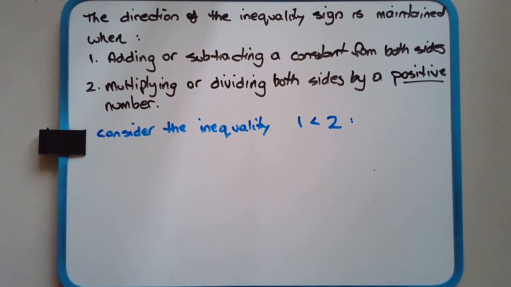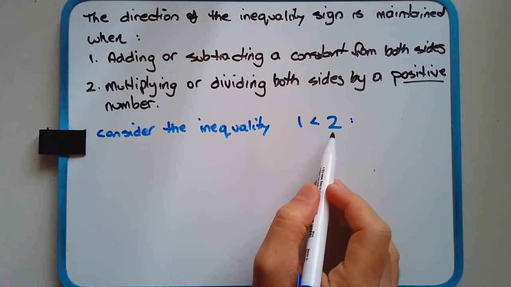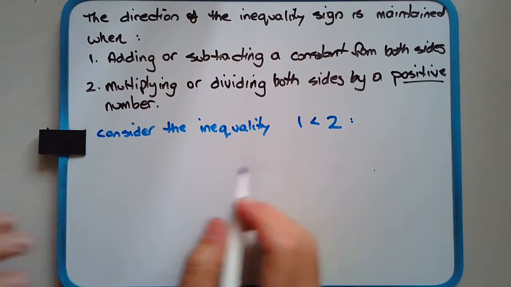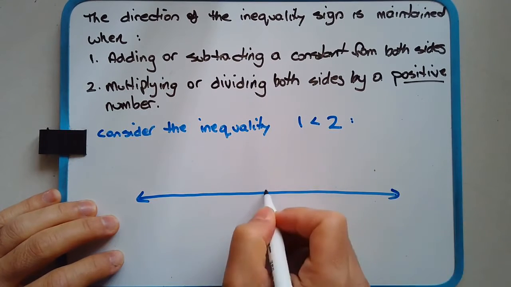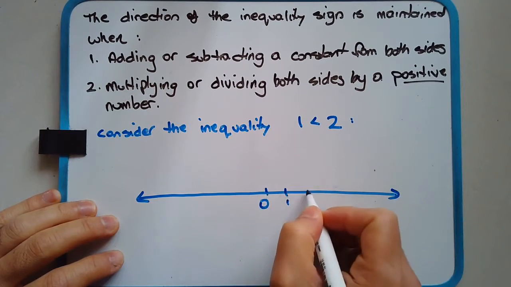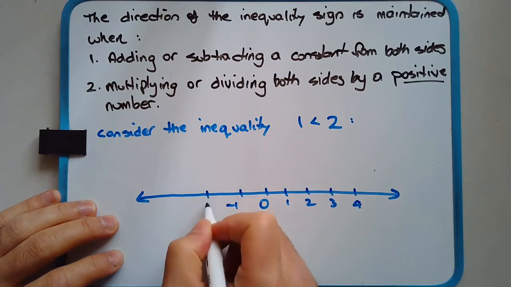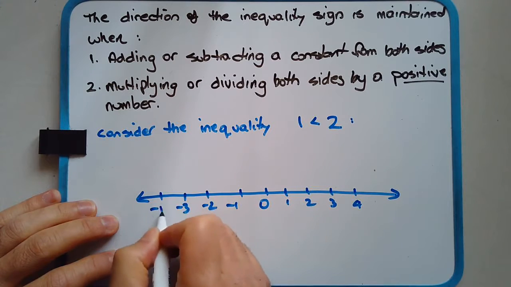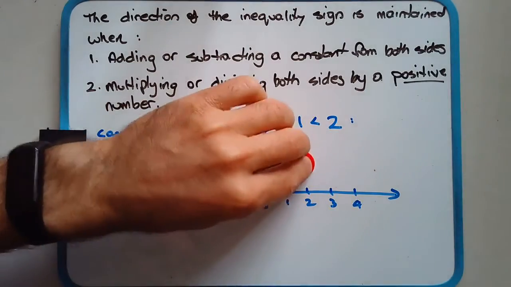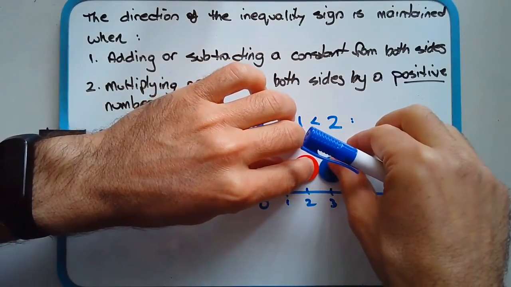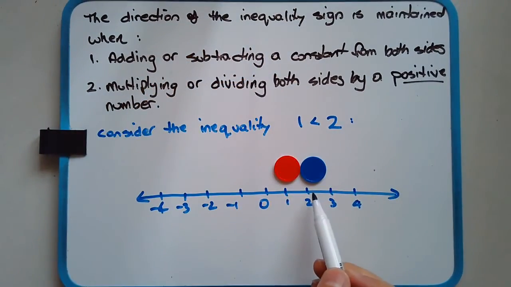Let's just have a look at an example of this. So if we consider just a very simple inequality, 1 less than 2. Okay, we agree that that's true, of course. So if we draw a number line, maybe 1, 2, 3, 4, -1, -2, -3, -4. Okay, it's not to scale. So I'm just going to put two counters, the red counter at 1 and the blue counter at 2.